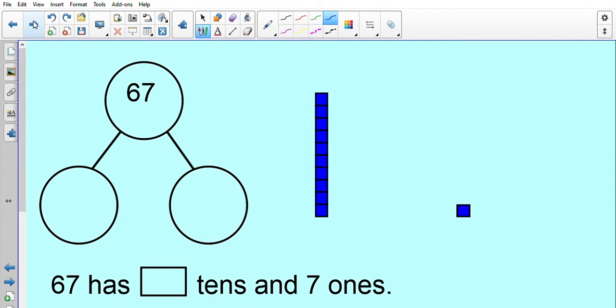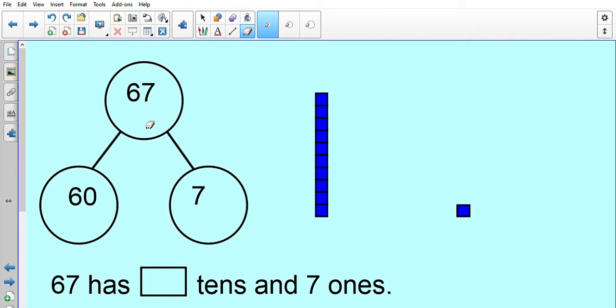Let's look at number 67 in our part whole model. So we've got 67 here and we're going to write the tens in here and the ones in here. Have a little think about what it could be. If you've got somebody next to you, maybe you could whisper it to them. Let's have a look. So we've got 60 is the tens number and 7 is the ones number. So we've got 60 and 7 makes 67.